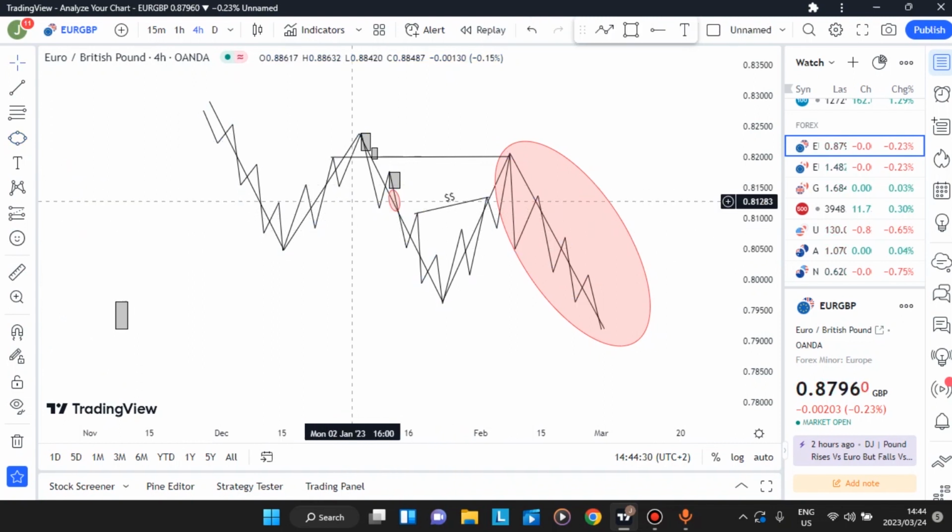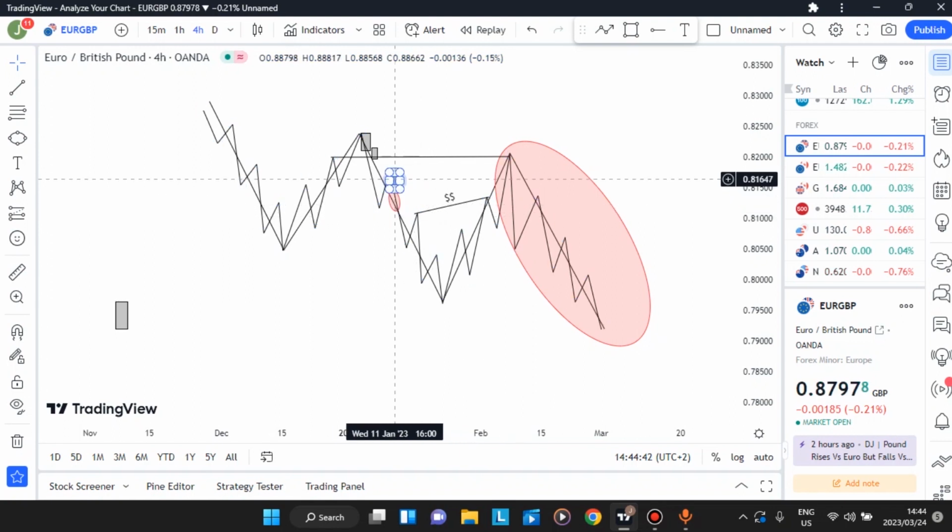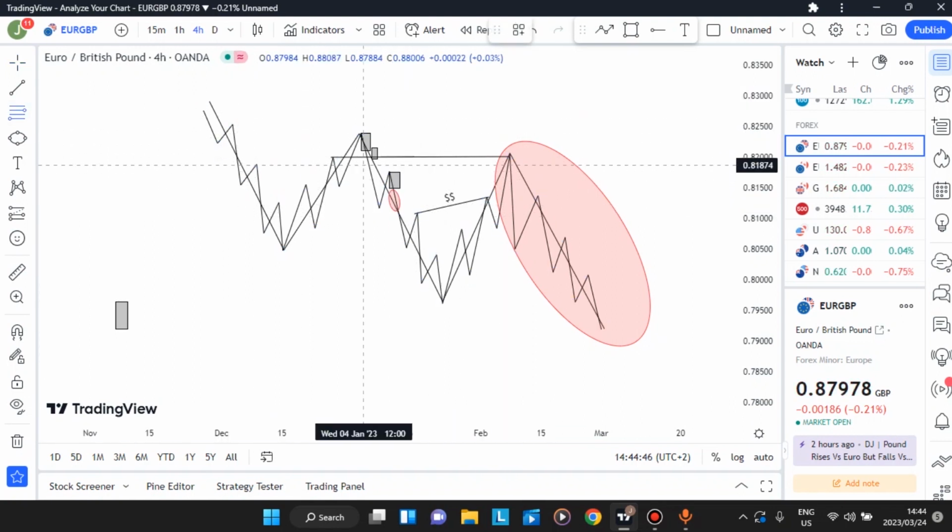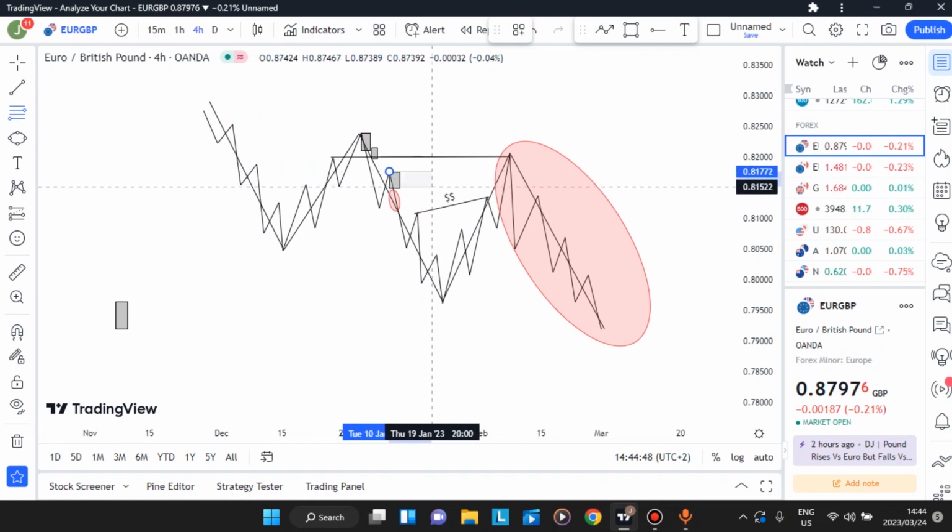So if you don't know anything about imbalance, leave a comment in the comment section, and I will gladly make a video about imbalance. So let's say we have an imbalance, and since we have this imbalance and we have liquidity forming before this order block, it has a higher chance of holding. But when the market reaches this order block, we don't take a trade immediately.